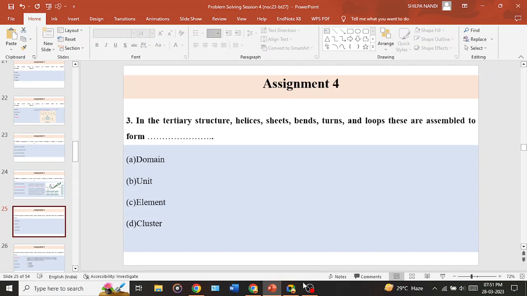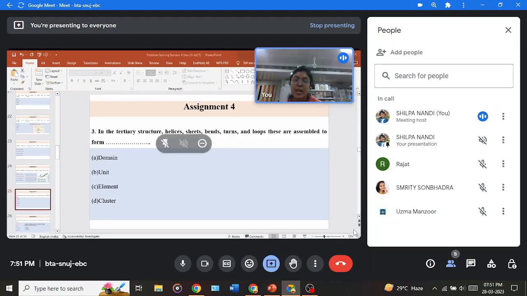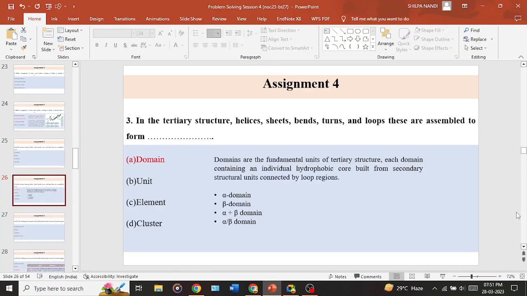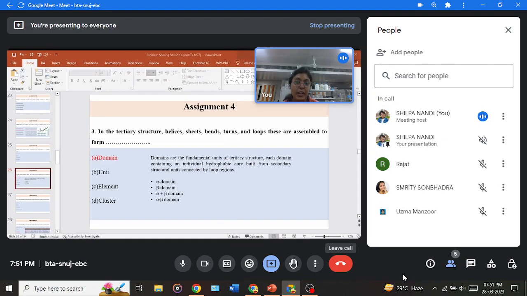Okay, so we will see what the answer to this question is. In the case of tertiary structure, when these units, that is helices, sheets, bends, turns and loops, assemble, they form a domain. So the correct answer is option A, that is domain. Domains are the fundamental units of tertiary structure.